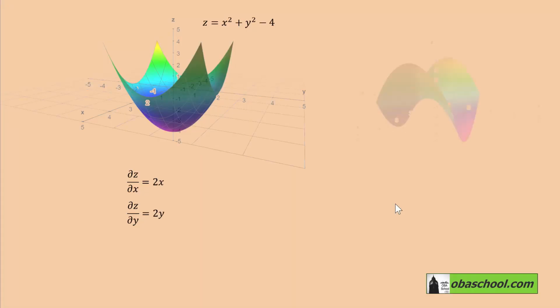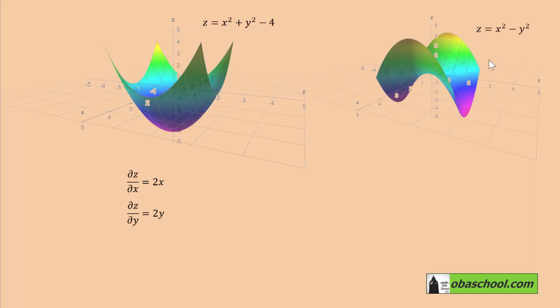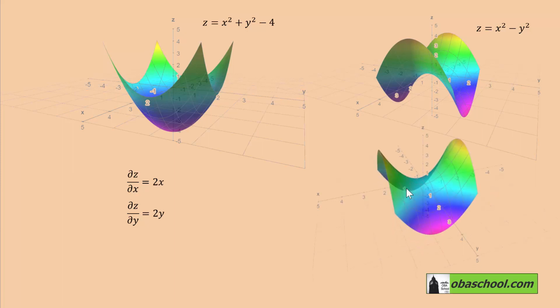As a third example, let's look at this one. This is z is x squared minus y squared, and this is known as a saddle point. We're looking at it from a slightly different direction here. And what you can see, certainly when we go to the animation, is that it's a maximum in one direction and a minimum in the other direction, just like a saddle.